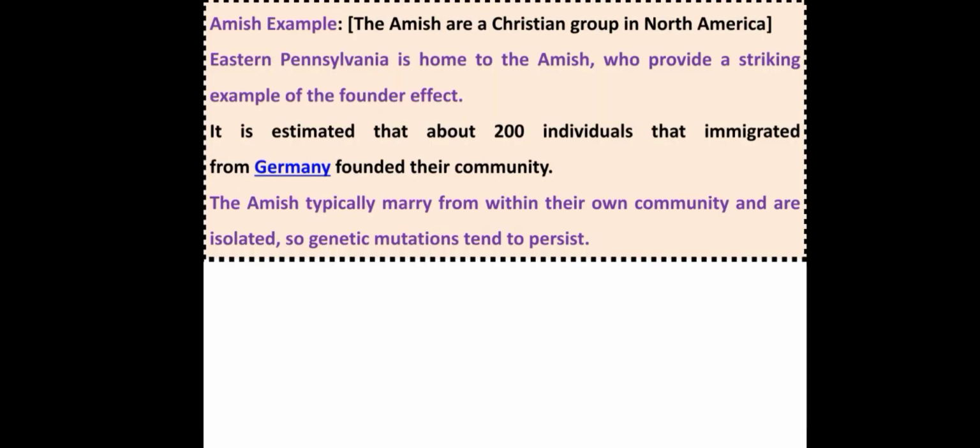Let's see an example of founder effect in human population. Amish. The Amish are a Christian group in North America. Eastern Pennsylvania is home to the Amish, who provide a striking example of the founder effect. It is estimated that about 200 individuals that immigrated from Germany founded their community. The Amish typically marry from within their own community and are isolated so that genetic mutations tend to persist.